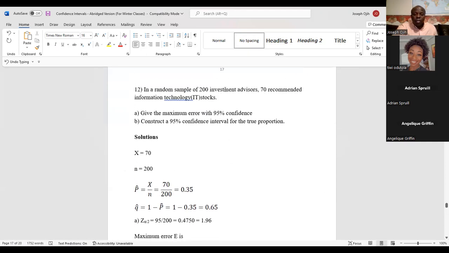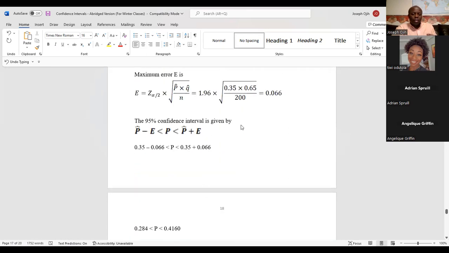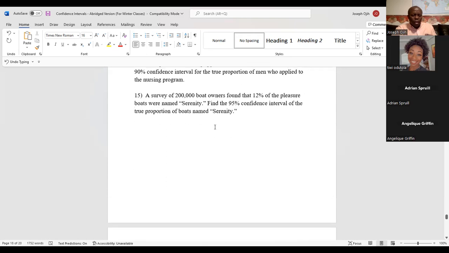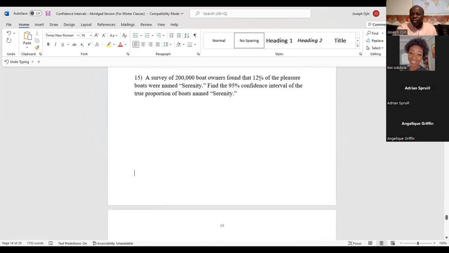In that case, they mentioned that 70 out of 200 investment advisors recommended IT stocks. So from there, we can estimate the proportion P hat using the X over N formula. But in some questions, they will not give you these numbers. They'll just give you the proportion as a percent. Like here, in this number 15, they give you 12%. So you don't need to estimate the sample proportion. You just use the 12% and follow the same process all over again to get the confidence interval. So let's see how this works.